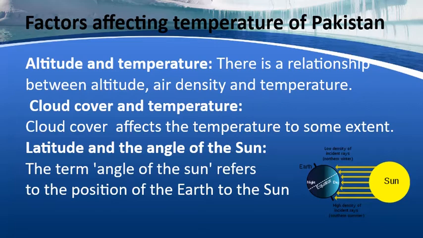Latitude and the angle of sun. The term angle of sun refers to the position of earth in relation to sun. The diagram shows that sun's rays do not fall at the same angle everywhere on the earth's surface. Latitude position determines the amount of heat received from the sun.